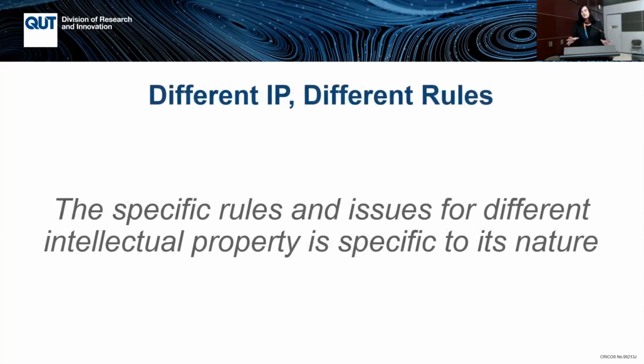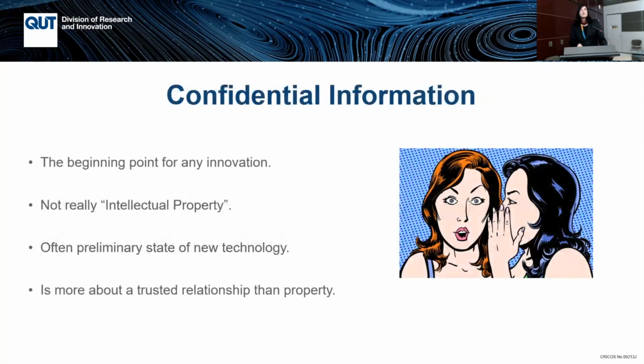So that's the general idea of how intellectual property works. But each type of intellectual property has its own little special measures and its own little special nature. And I'm going to go through two of those now, one of which probably arguably isn't even a form of intellectual property, and another which definitely is. So the first is confidential information.